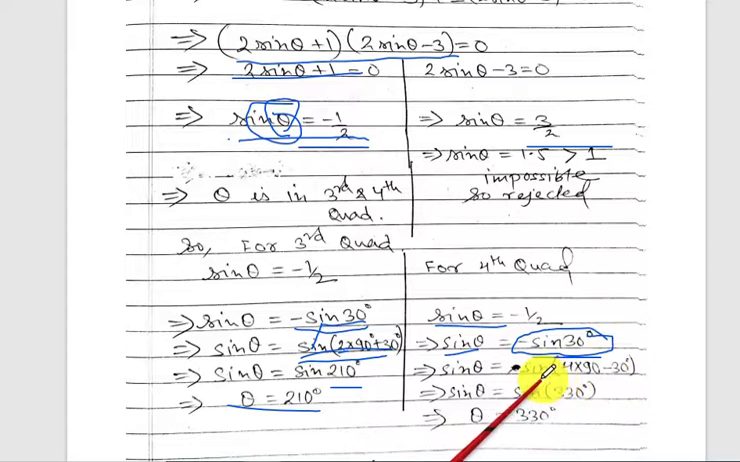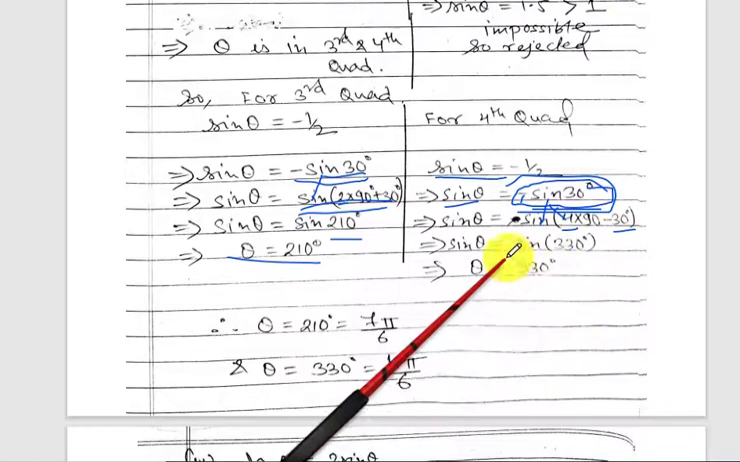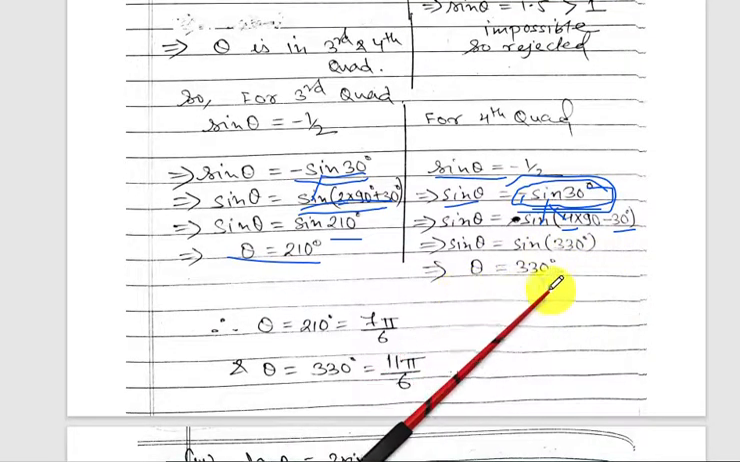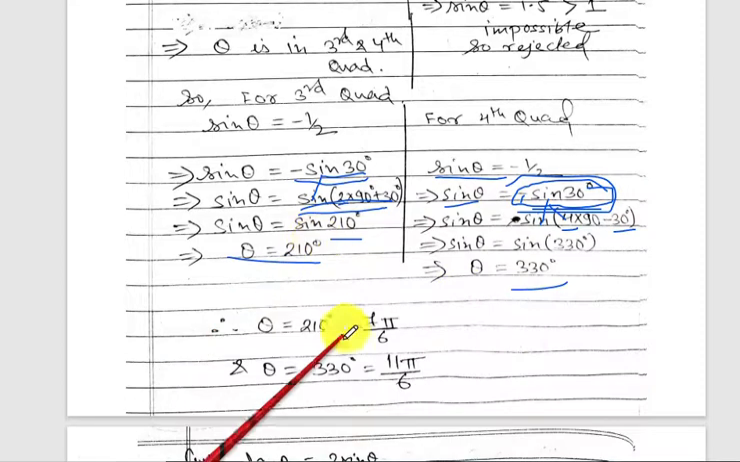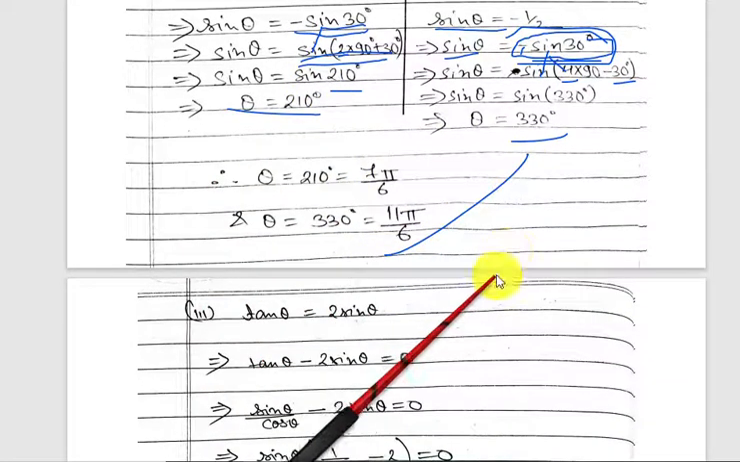Okay, sine 4 into 90 minus 30 degree. Here 4 is even, so this sine is sine only. Whole angle is in the fourth quadrant, that's why minus sine is there. So minus sine 30 is this only. Okay, then we get sine 330, that means theta equal to 330. You can convert these angles in radian and you will get your answer.